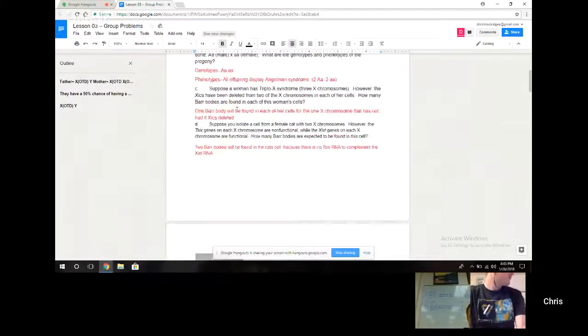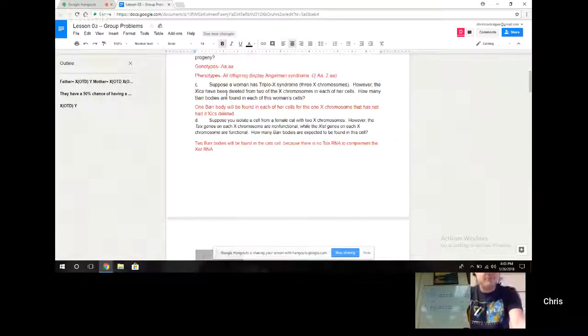So yeah, the next part. Suppose a woman has triple X syndrome, which means she has 3 X chromosomes. However, the XIST has been deleted from 2 of the X chromosomes. So pretty much it's asking how many bar bodies there would be if you took away 2 of her XIST. Because 2 of them are taken away, there will only be 1 bar body. No, I'm sorry. That's supposed to be, there will be 2 bar bodies.